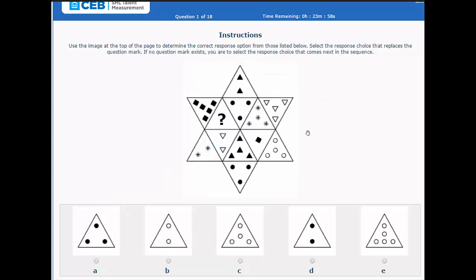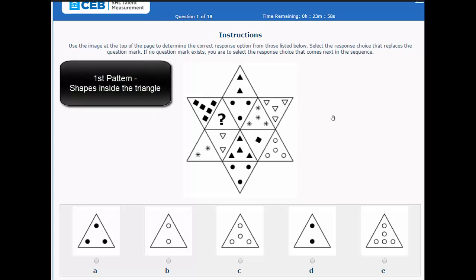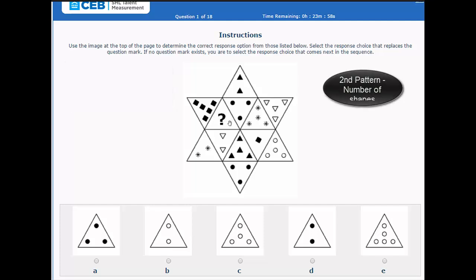The first pattern determines the nature of the shapes that are included in the requested subtriangle inside the hexagon. There are 2 patterns. The first pattern refers to the shape of the object that must be contained inside, and the second to the number of the shapes. Let's start with what kind of shape we need to put inside this particular inner triangle. Let's begin with the first triangle on the top of the star.